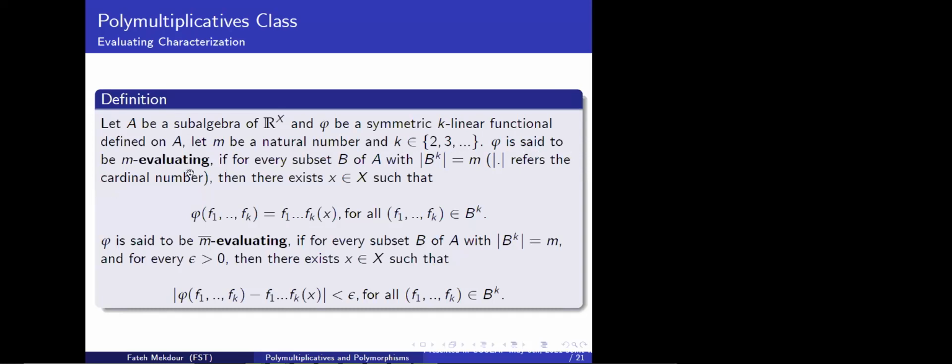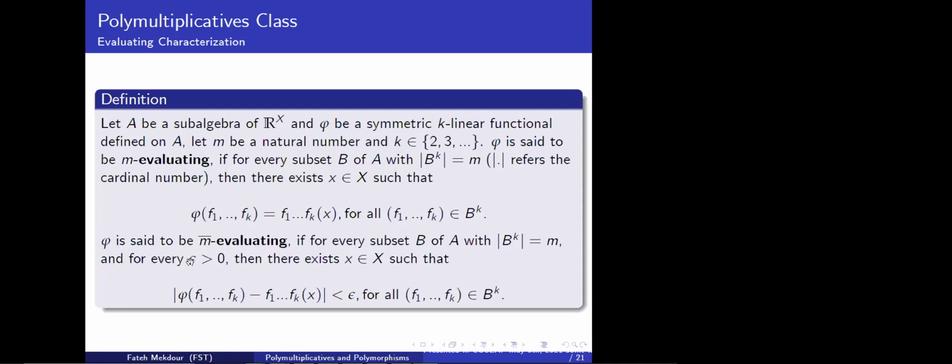Phi is said to be m-evaluating if for every subset B of A, with m the cardinal number of the k-fold Cartesian product of B, there exists x in X such that the following identity holds. That means the value of phi of f1 through fk can be represented by the product f1 through fk at x, for all k-tuples of elements f1 through fk in the k-fold Cartesian product of B. In a similar way, we define phi to be m-bar-evaluating under the same assumption.